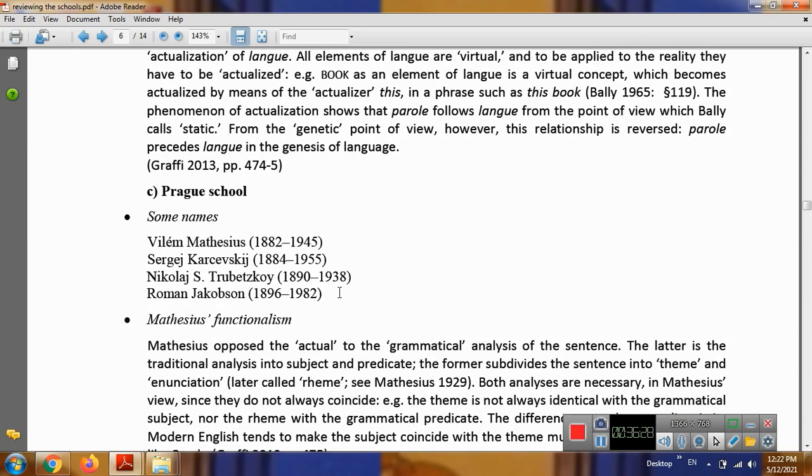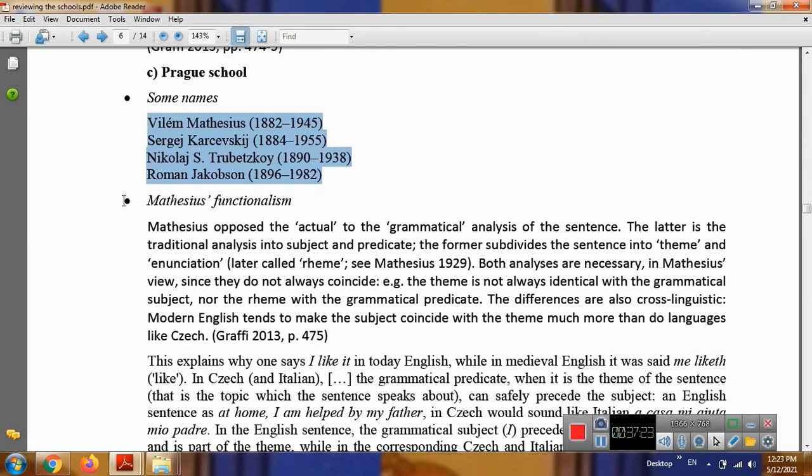Another school is the Prague School. Some names are William Mathesius, who was the founder of the Prague School, 1882 to 1945; Sergei Karcevsky, 1884 to 1955; Nikolai Trubetzkoy, 1890 to 1938; and Roman Jakobson, 1896 to 1982. Okay, you should know about the important persons in the Prague School: Mathesius, who was its founder, Karcevsky, Trubetzkoy, and Jakobson. Mathesius' functionalism.